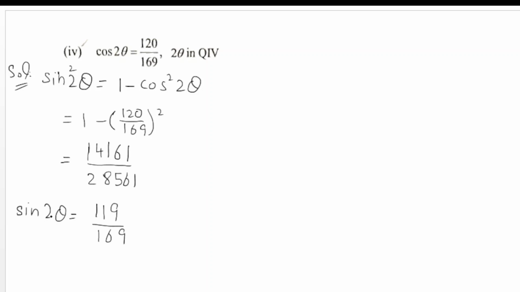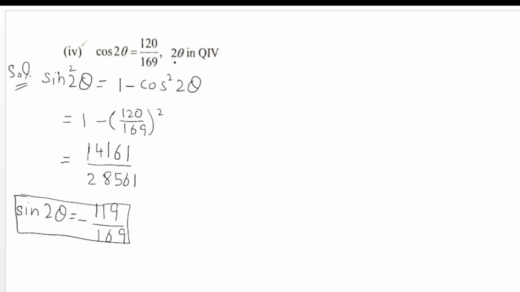Now we have to discuss the positive or negative sign, as I took the square root. We see that 2 theta is in the fourth quadrant. So in the fourth quadrant, obviously sine is negative. All the students know this. So please don't forget in the exam to put the negative or positive sign. Okay, so this is done.